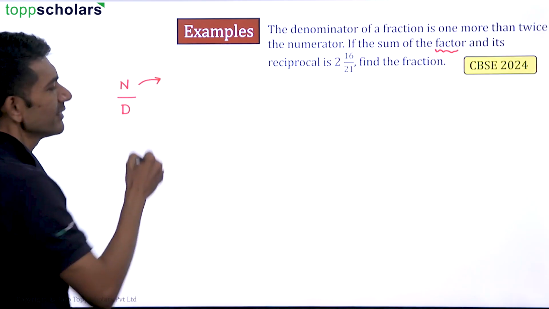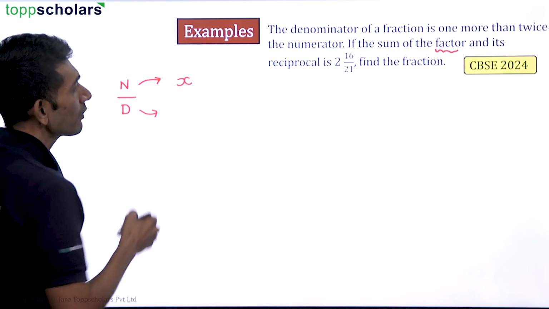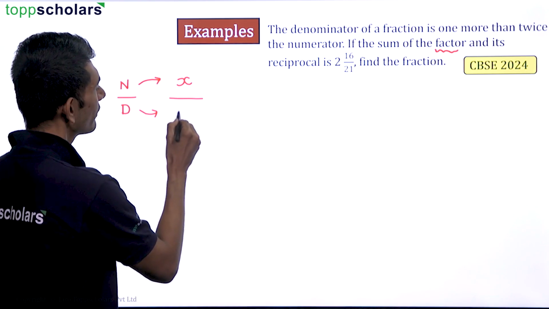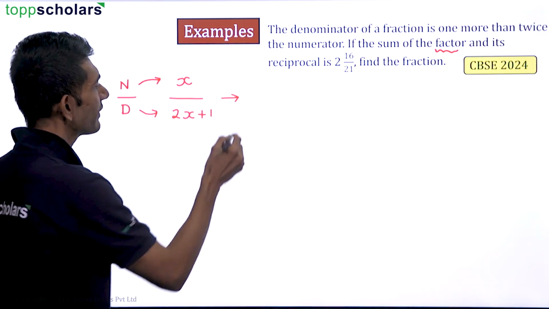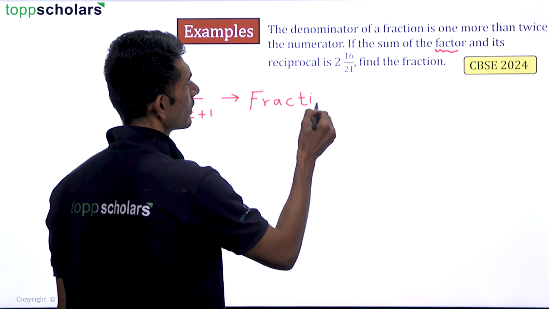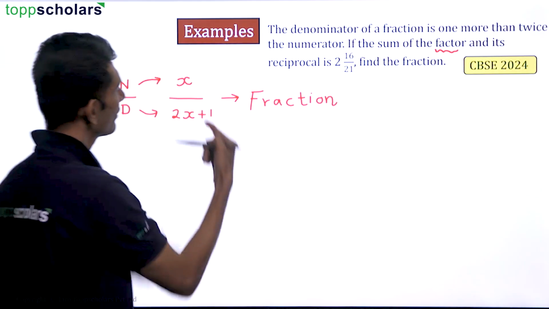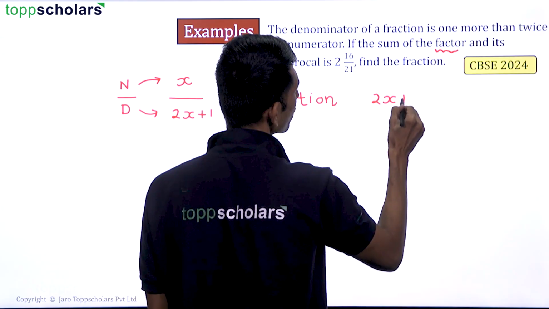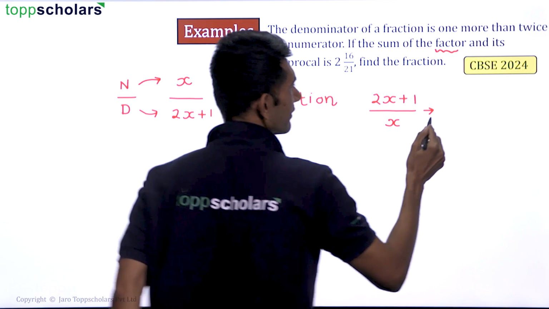We'll start by saying, let the numerator be x. If the numerator is x, what will be the denominator? Denominator is 1 more than twice the numerator. So can I say denominator will be 2x plus 1. So this is our fraction. Now they are talking about the reciprocal. So what will be the reciprocal of this? The reciprocal of the fraction will be 2x plus 1 by x. This is the reciprocal.